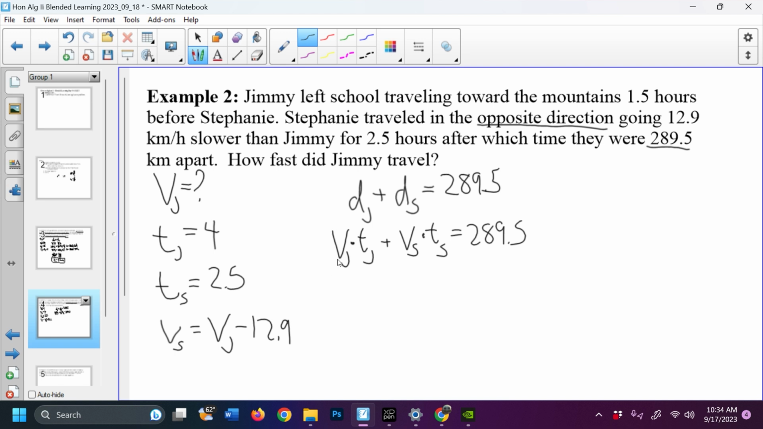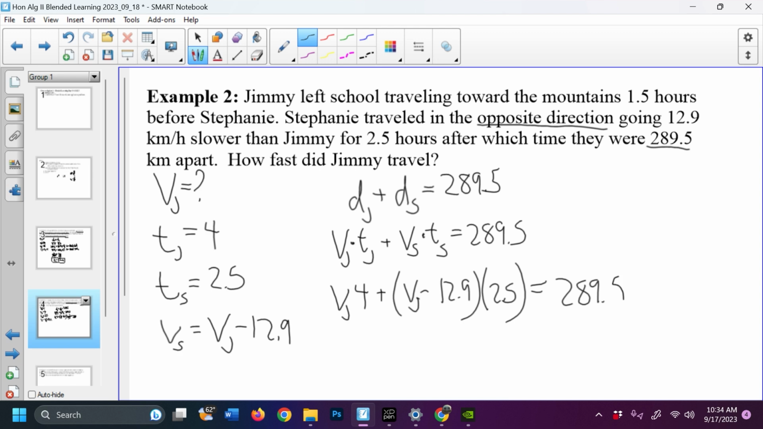This is the variable that we're looking for. We know that Jimmy traveled for 4 hours. We know that Stephanie traveled the same velocity as Jimmy minus 12.9, and she traveled for 2.5 hours, and they had a total of 289.5 kilometers. Now, I feel real good about this for the simple fact that even though we had a bunch of variables to start, we only have one variable left in this linear equation.